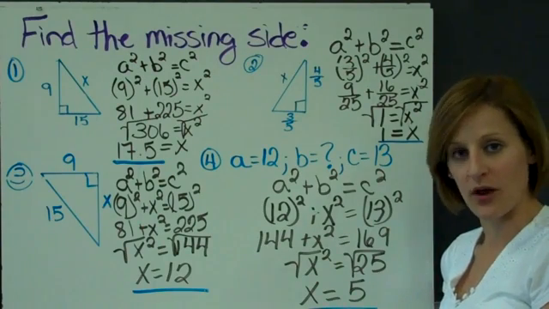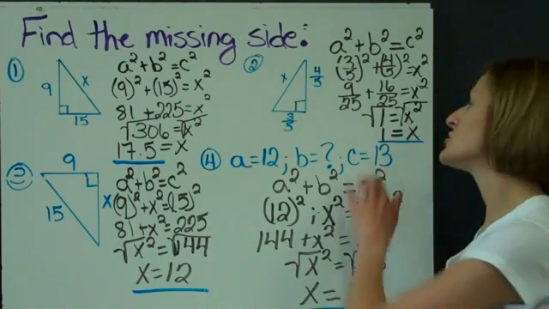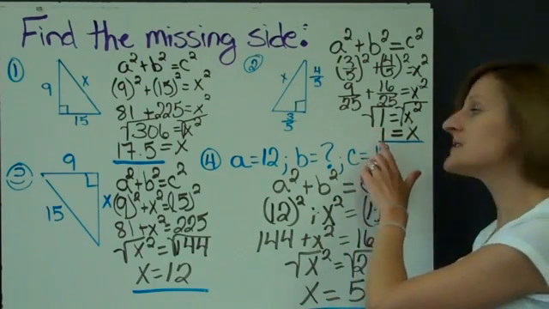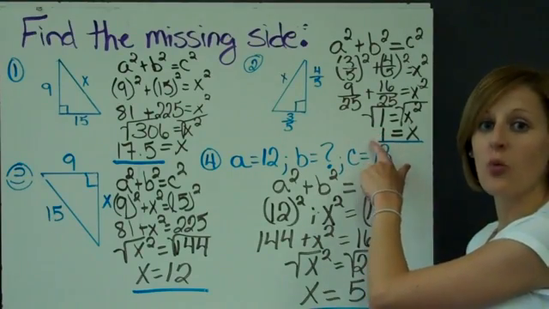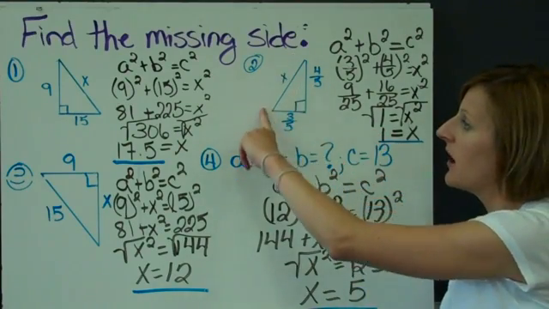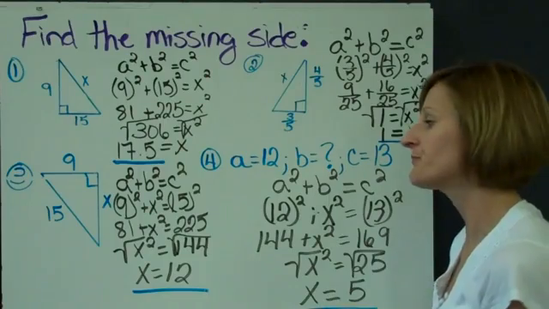To undo the square, you're going to take the square root. So the square root of 1 is actually just 1. So 1 is going to be the size of this hypotenuse.